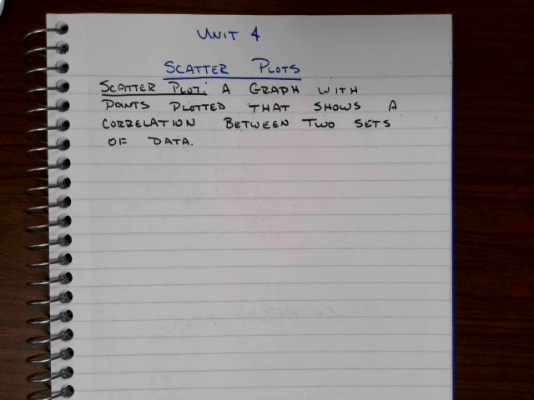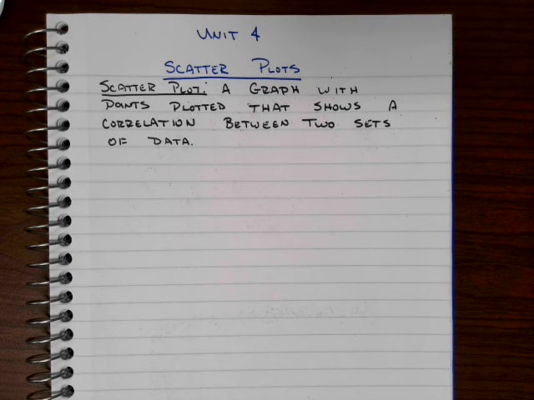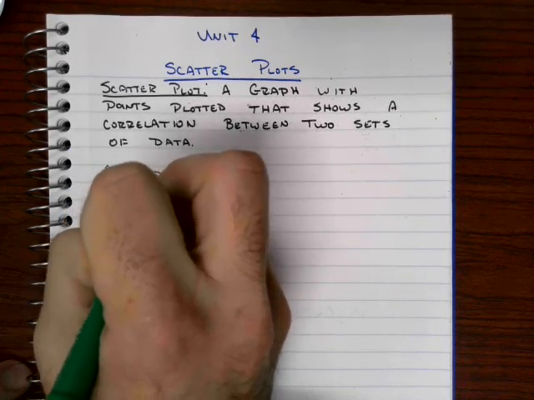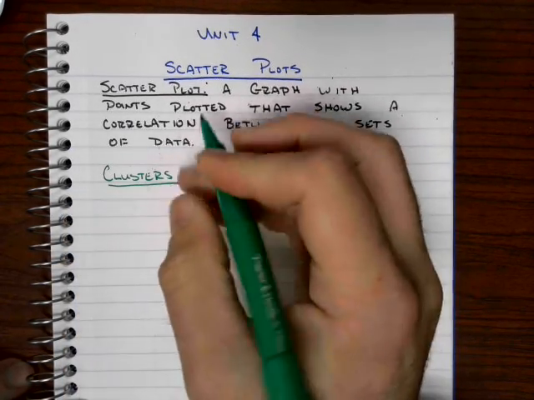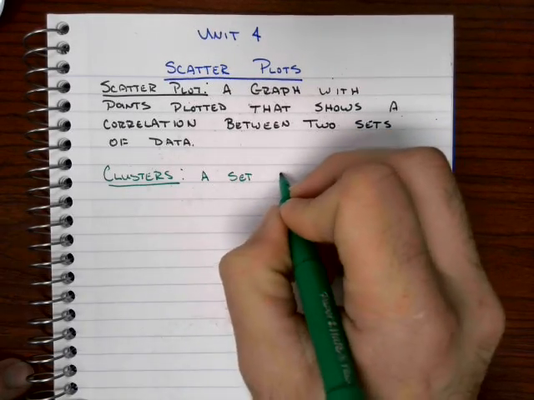It could be, I don't know, days of the week and hours worked, or a bunch of different things or different elements that you might have. Okay, so when we have a scatter plot, there's some information that we need to look for. What you'll be looking for is clusters. All right, so what clusters are? A cluster is a set of closely grouped data.